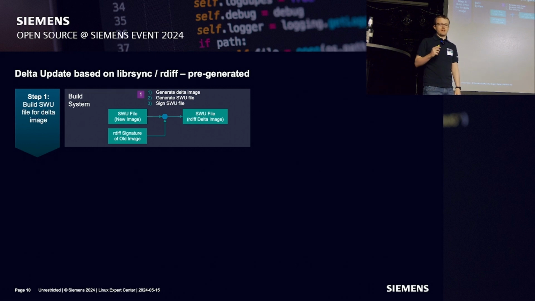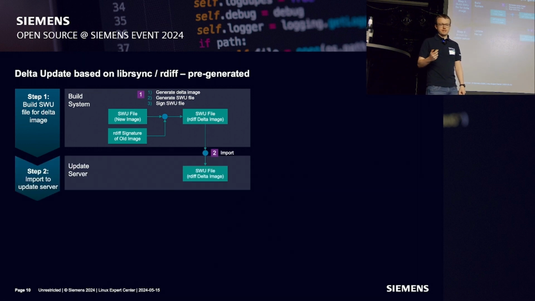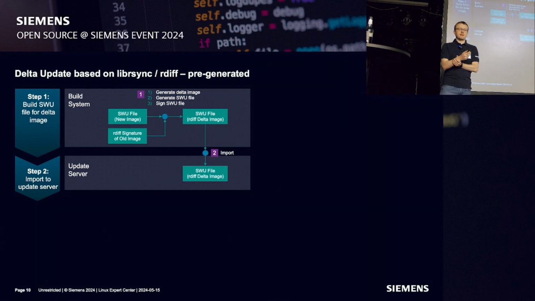The SWUpdate file is then the file which is read by SWUpdate to perform the update. The next thing is that you upload that file to a backend.